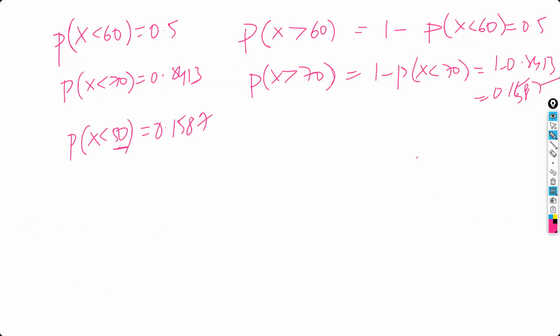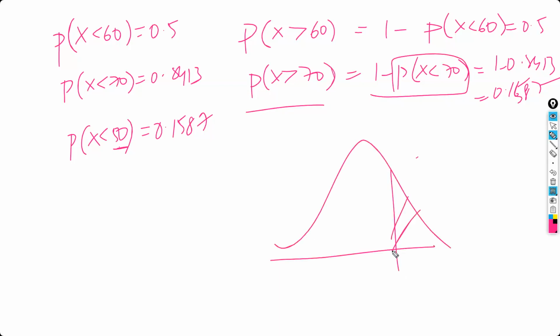Is the point clear? If they have given greater than, first we have to calculate less than, after that 1 minus. Whenever they give greater than in the question, you have to calculate 1 minus, because directly we can't get the right side value from the z table. Greater than 70 means this area. This is 70. Greater than 70 they are asking. But from the z table, what will you get? Only the left side area.